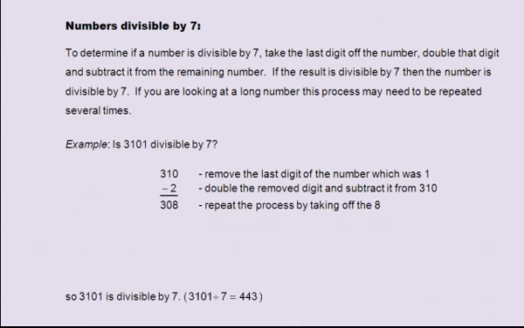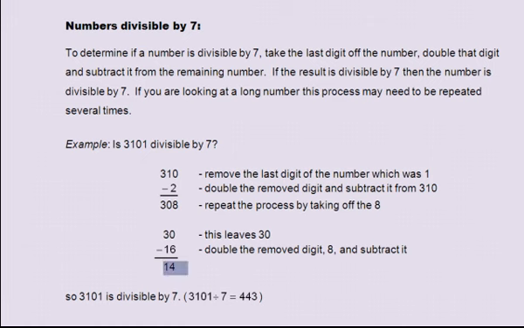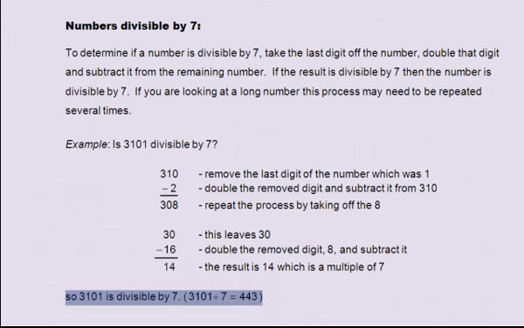If you still don't know if this is divisible by 7, repeat the process by taking off the 8. This leaves 30. Next, we double the removed digit 8 and subtract it. Doubling the removed digit 8 gives us 16, so we take away 16. 30 minus 16 is 14. So the result is 14, which is a multiple of 7. So 3,101 is divisible by 7. 3,101 divided by 7 equals 443.